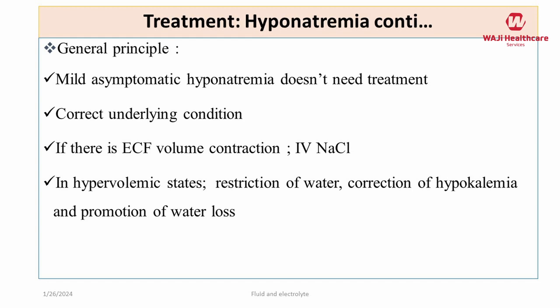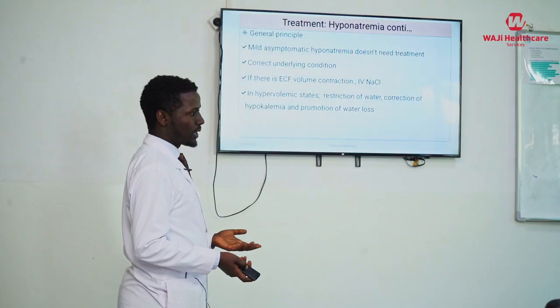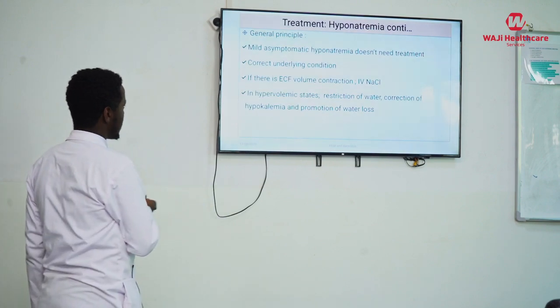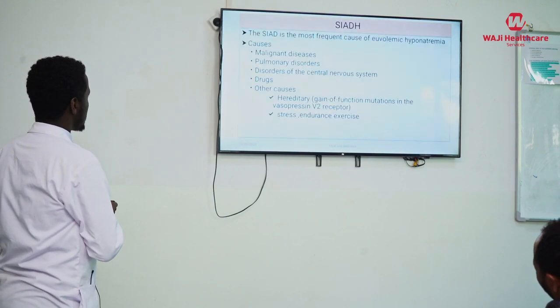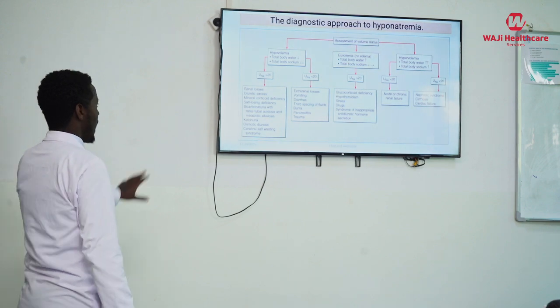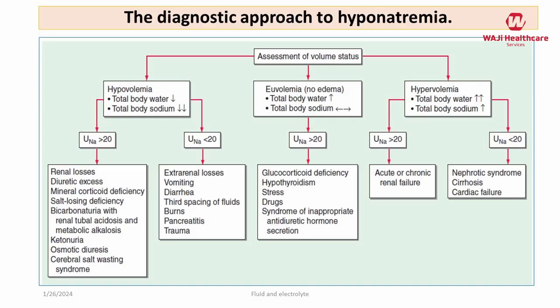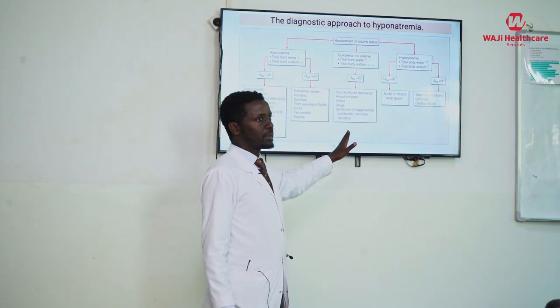Otherwise, the management principle is to correct the underlying cause. If there is extracellular fluid loss, correct the volume and then the sodium will correct. With the classification we discussed earlier, we can easily manage. Hypovolemic hyponatremia is usually hypovolemia, so if you correct the volume the sodium will correct. Resuscitation with normal saline will be enough to correct the hyponatremia, and sometimes you can supplement sodium chloride. Table salt can be supplied in case of hypovolemic hyponatremia.